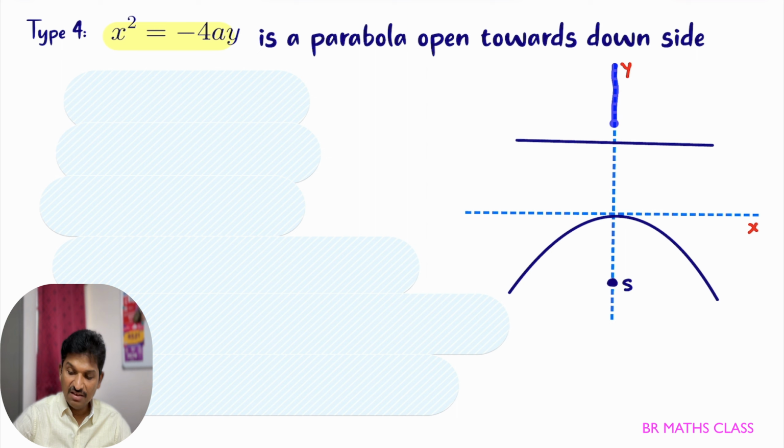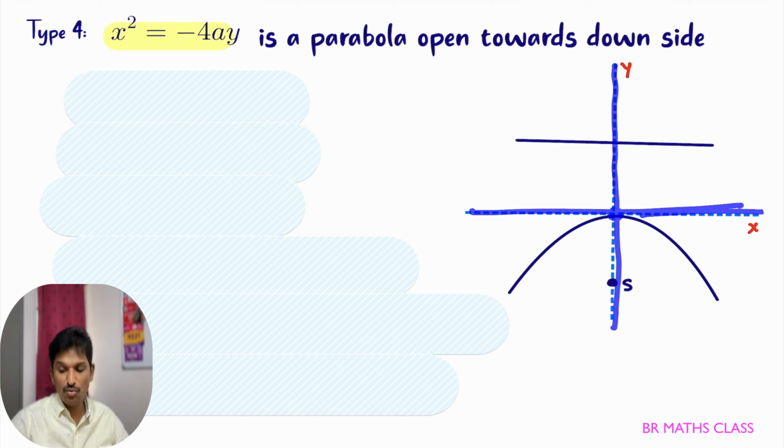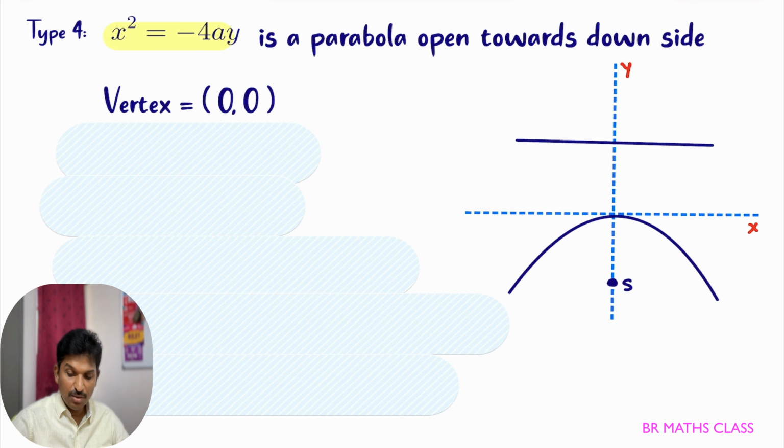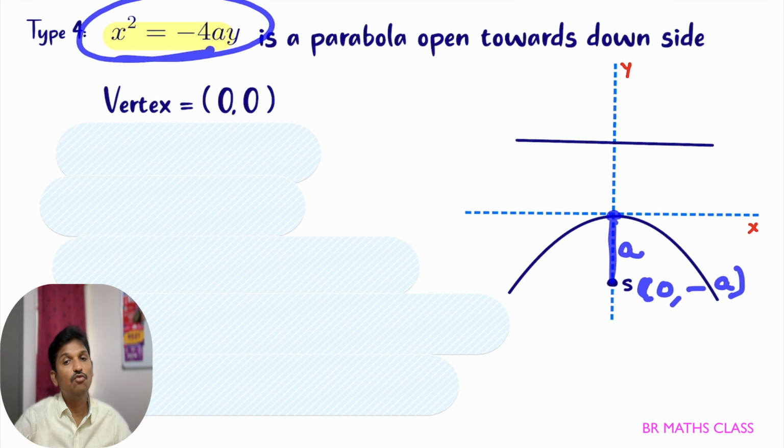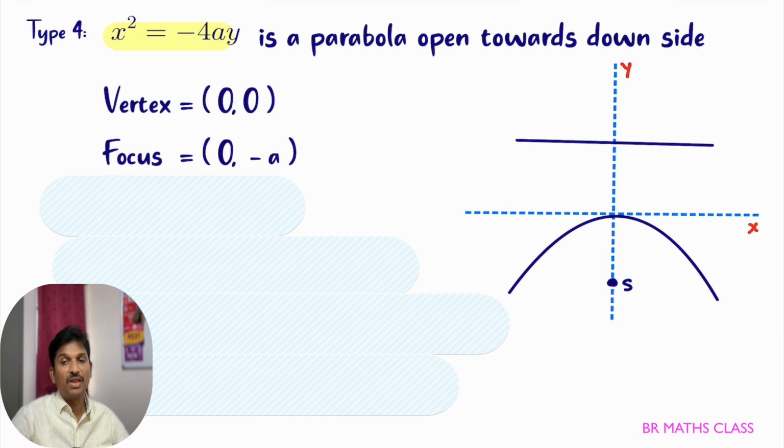And for this parabola, axis is what? Axis is y-axis and this is x-axis. So obviously vertex is what? Vertex is 0, 0. Now you see the distance from this origin to S is a. As S is on the negative y-axis, S is 0, minus a. For this parabola x square equal to minus 4ay, focus is 0, minus a. It is important. You need to know all these things, right? If you are good in these 4 types of parabolas, exercise problems are very easy.